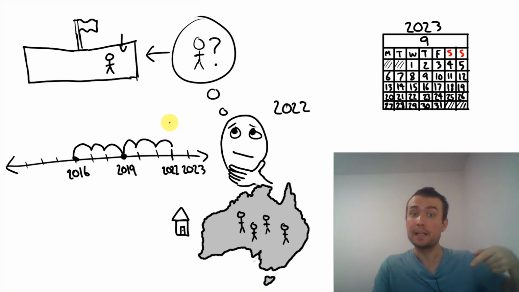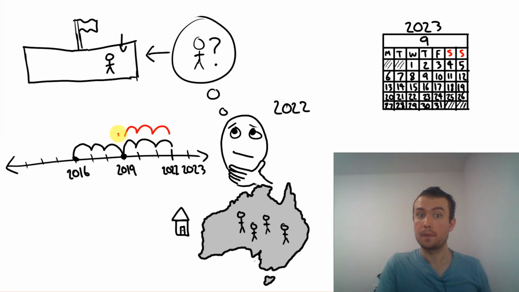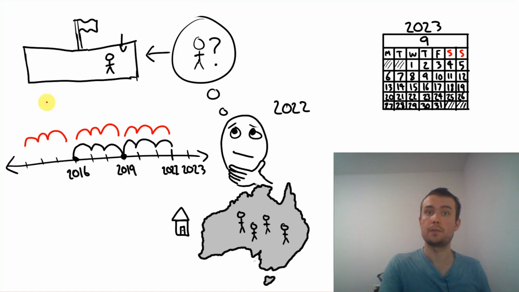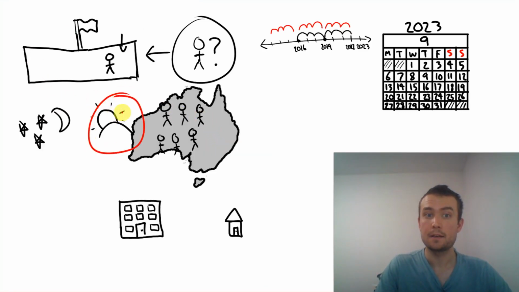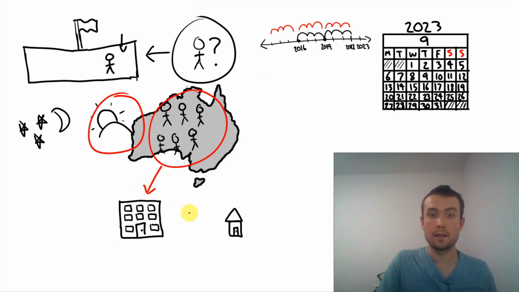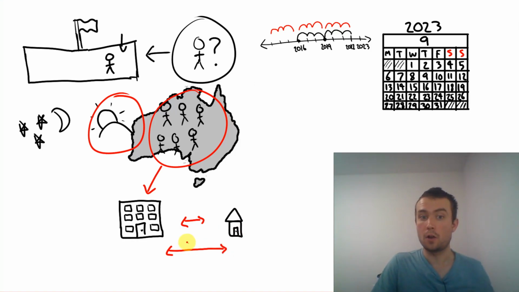Every 3 years, the people of Australia choose who goes to Parliament. On a day in the year, everyone goes to a building near where they live, near their house, not far. Everyone in Australia goes to a building on the day in the year.